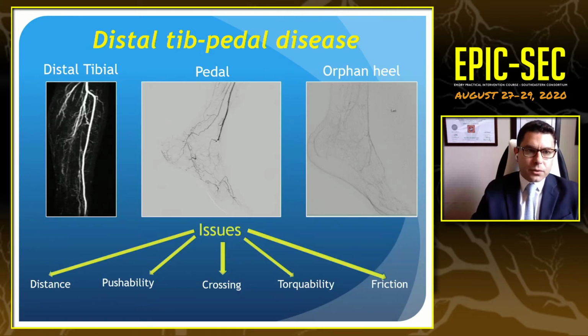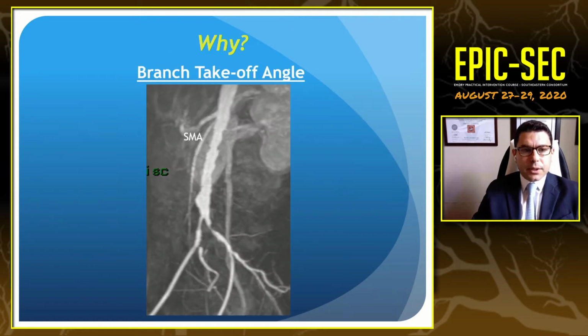The other aspect is the epidemic of diabetes and end-stage renal disease, which affects a lot of infrapopliteal vessels. We often see non-occlusive disease in the SFA and the iliacs, and triple vessel occlusive disease in the infrapopliteal segments, which require a direct access either antegrade common femoral or retrograde tibial, for reasons of distance, pushability, crossing, torqueability, and friction.